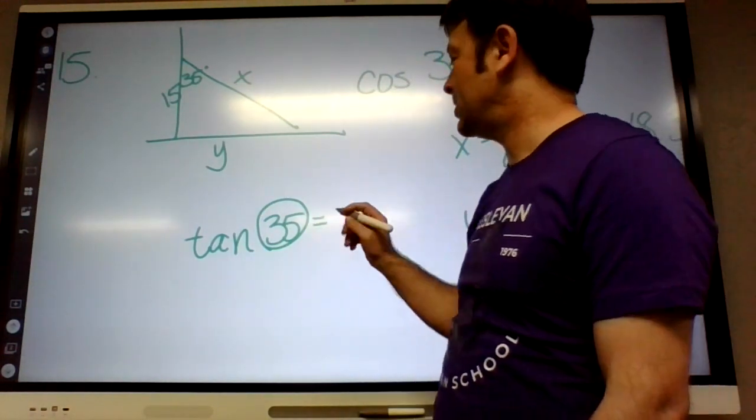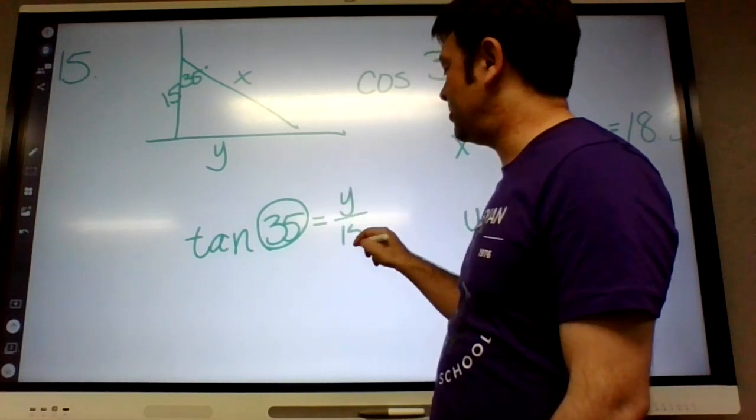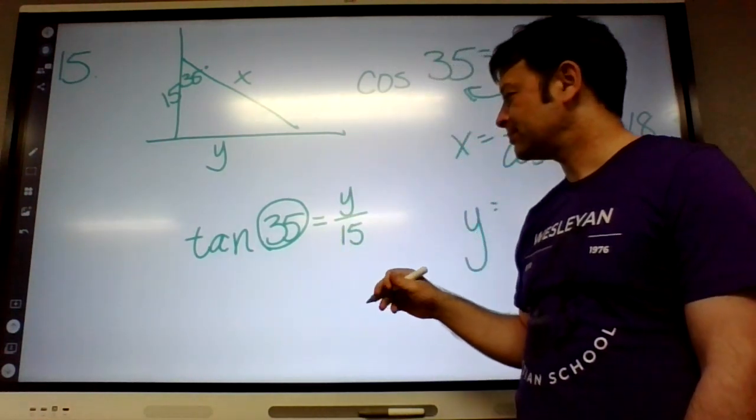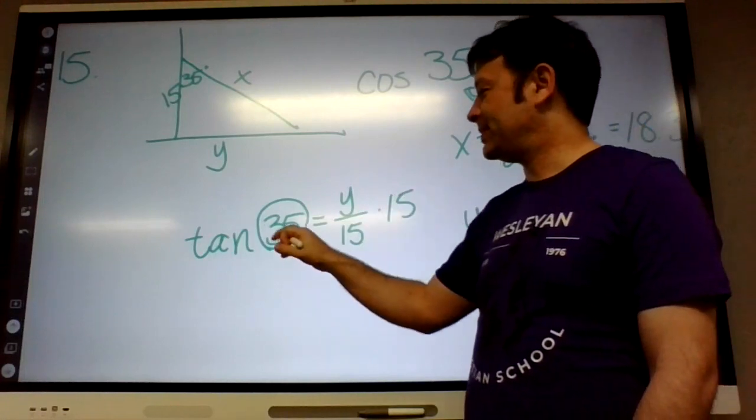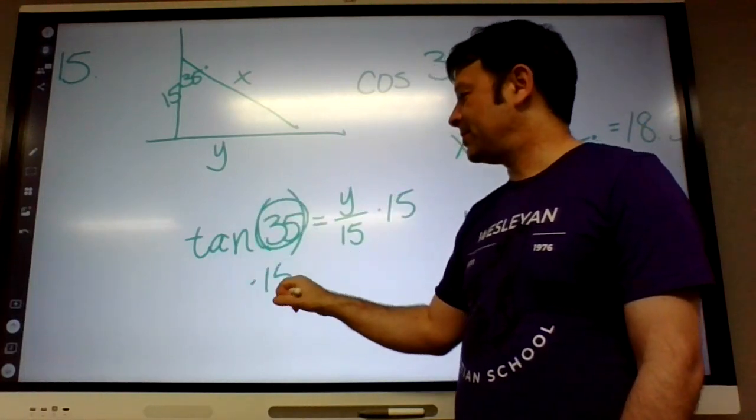And then how do we solve if the y is on the top? You have to multiply, right, times 15. So it's tangent of 35.